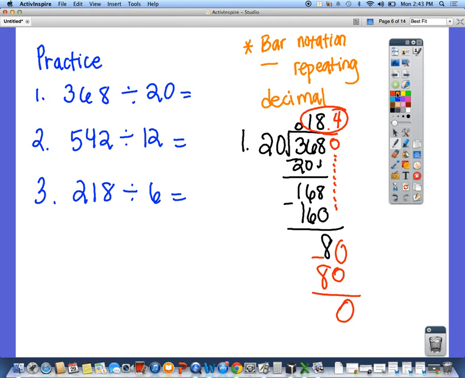I also wanted to mention to you bar notation. Remember that you have to put a bar notation over a number if you see a repeating decimal or a repeating pattern. Moving on. Blank sheet of paper.